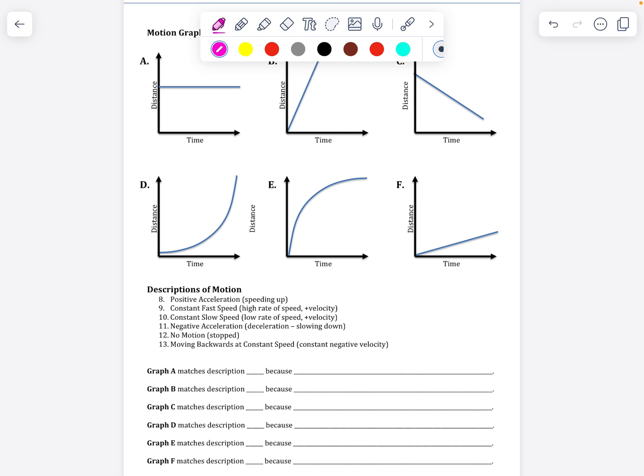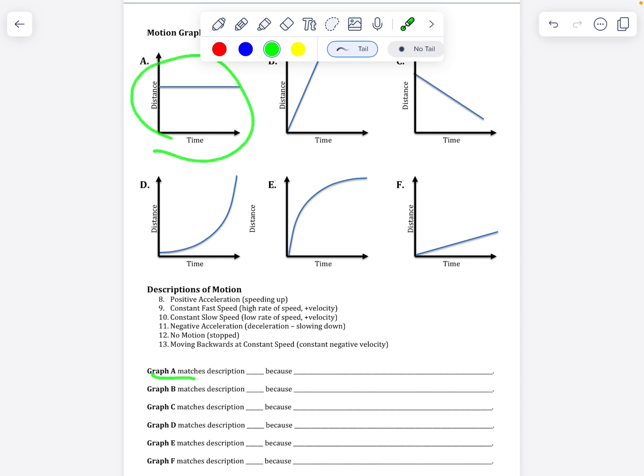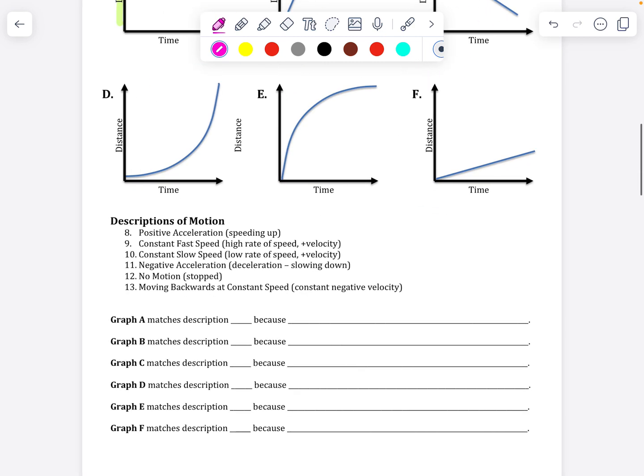So we've got some descriptions of motion, we've got some graphs, and we've got descriptions. We're going to match them up. So we'll start with graph A here. Again, looking at what type, these are distance graphs. Graph A has a direct horizontal line, which means it's stopped. So graph A matches no motion, 12. It is stopped, and I'm going to put, because there's no slope. It's a flat line, or just a horizontal line.